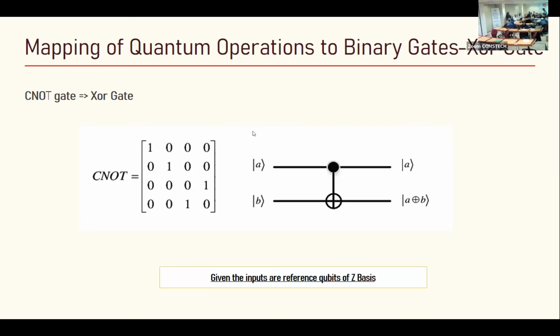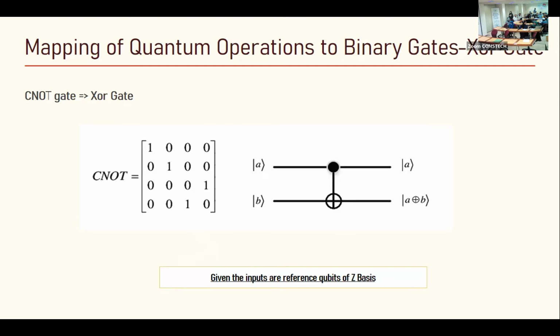Control qubit is 1, target qubit is 0, what would be the target output? If the control qubit is 0, target qubit is 1, what is the target qubit? So different पे क्या आया? Same पे क्या आ रहा था?